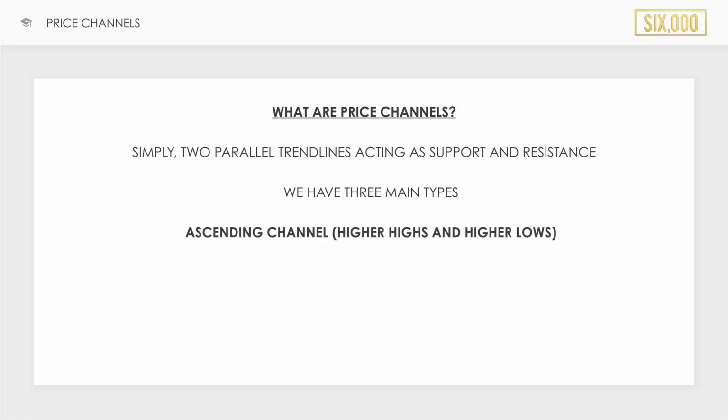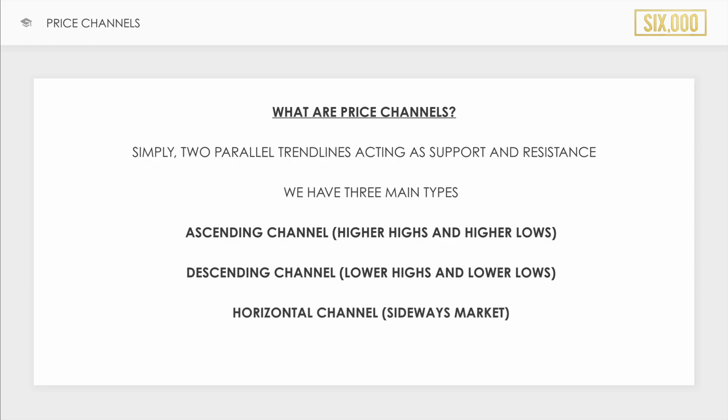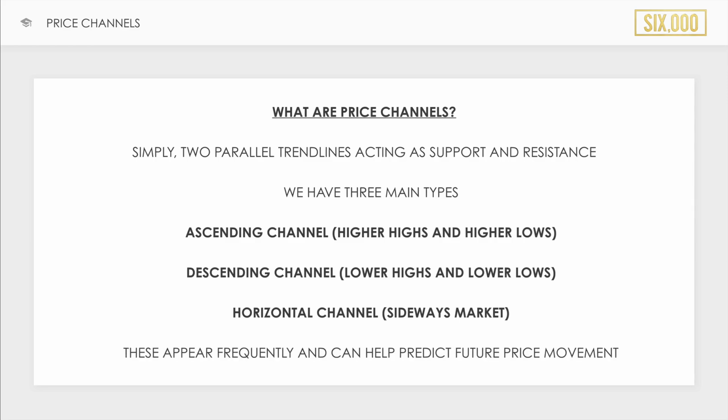We have an ascending channel, which is higher highs and higher lows. So again, these are found in uptrending markets. We have a descending channel, which is lower highs and lower lows, again found in a downtrending market, and then a horizontal channel, which again is found in a ranging market or congested market. So this is a sideways market. Now these frequently appear and can help predict future price movements. So again, you can use these areas where price is hitting support or hitting resistance and predict where it's going to go in the future.